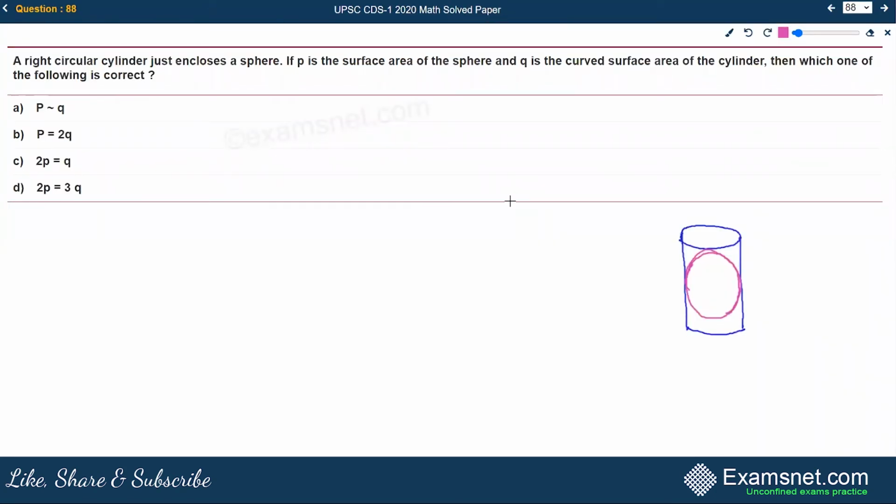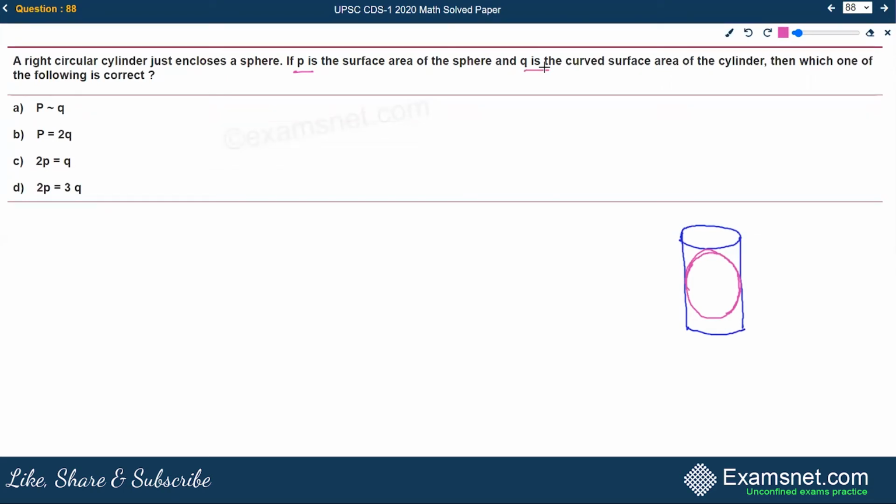In question number 88, it is given that a right circular cylinder just encloses a sphere. I have already drawn a right circular cylinder. Inside that there is a sphere. If P is the surface area of the sphere and Q is the curved surface area of the cylinder, then which one of the following is correct? So we are given P, the surface area of the sphere, and Q is the curved surface area of the cylinder.